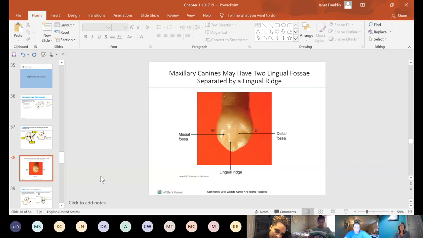Maxillary canines may have two lingual fossa separated by a lingual ridge. Once you get the basic terminology down, we know a ridge forms like a hill almost, and on the lingual, it would be on the lingual side. If you take your tongue and touch the back of your canine tooth, a lot of times you can feel that little ridge. You can definitely see it, but a lot of times you can even feel it with your tongue.